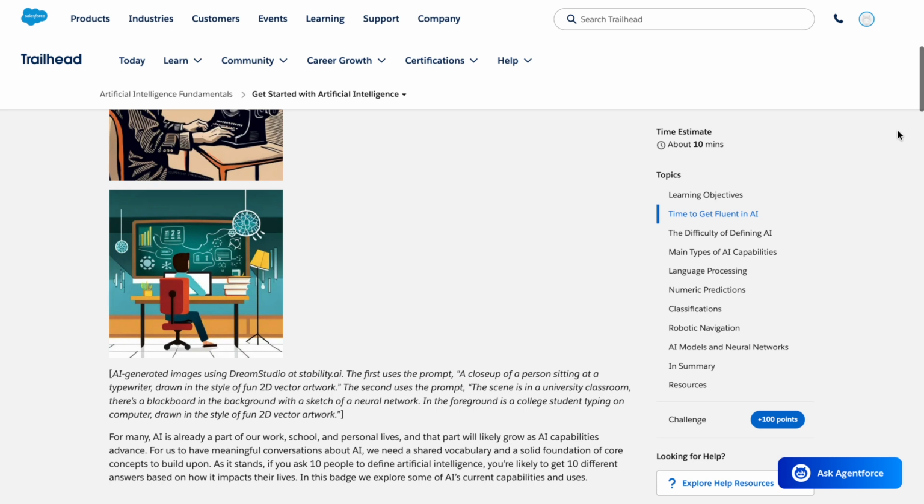For many, AI is already a part of our work, school, and personal lives, and that part will likely grow as AI capabilities advance. For us to have meaningful conversations about AI, we need a shared vocabulary and a solid foundation of core concepts to build upon. As it stands, if you ask 10 people to define artificial intelligence, you're likely to get 10 different answers based on how it impacts their lives. In this batch, we explore some of AI's current capabilities and uses.